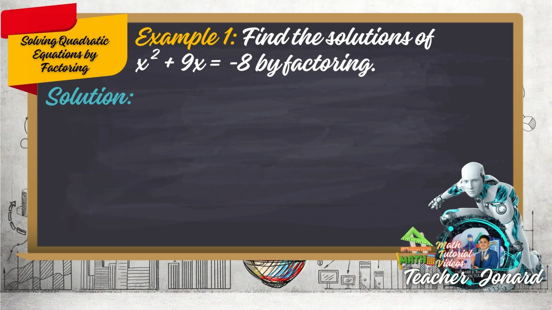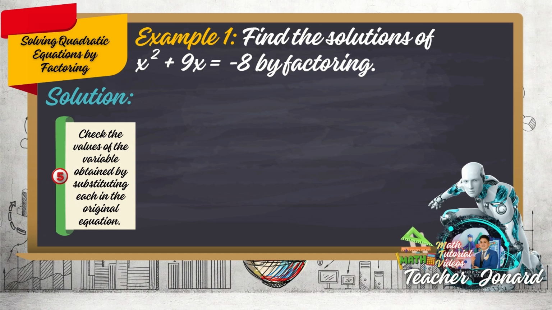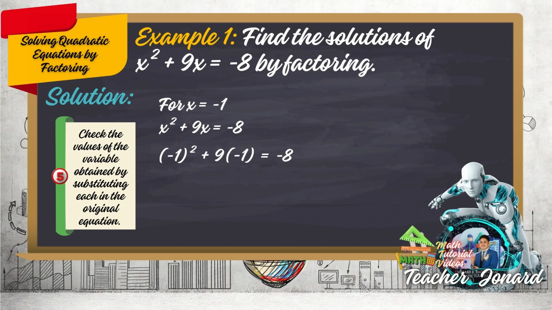Step 5. Check the values of the variable by substituting into the original equation. Now, substitute each solution back into the original equation to check if it makes the equation true. For x equals -1, the original equation is x squared plus 9x equals -8. We have (-1) squared plus 9 times -1 is equal to -8. Simplify. Square of -1 is 1. 9 times -1 is -9. Simplify. 1 minus 9 is -8. The equation is true, so x equals -1 is a correct solution.